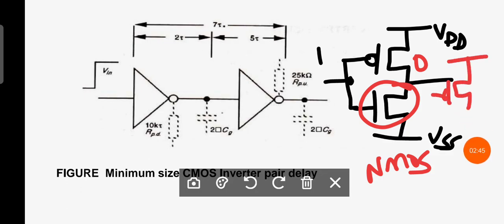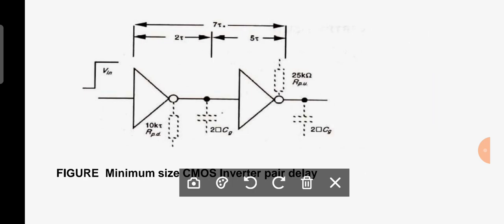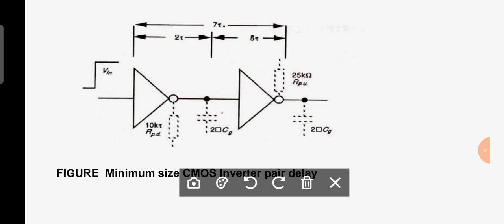Similarly here you can observe one more inverter, and this output is connected here. And what is the pull up? The PMOS transistor is the pull up, right? Now you can observe very carefully what is happening there. The pull down transistor is an NMOS transistor, the pull up transistor is a PMOS transistor. By keeping this in mind, I am going to find out the pair delay.